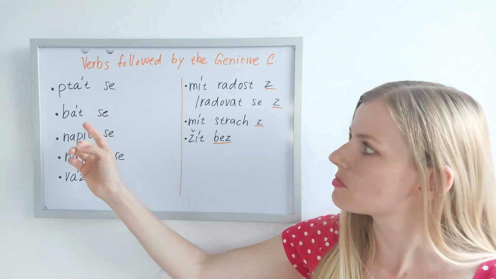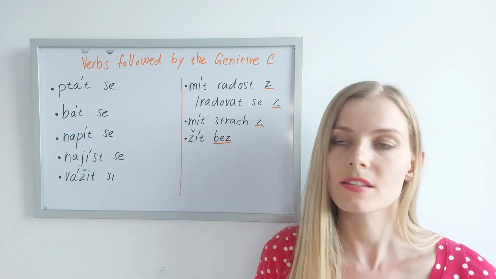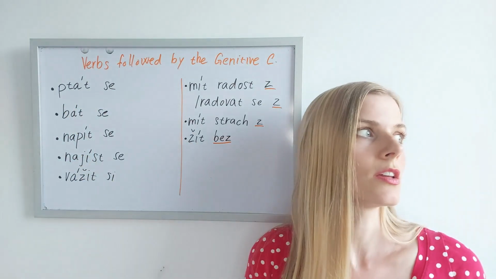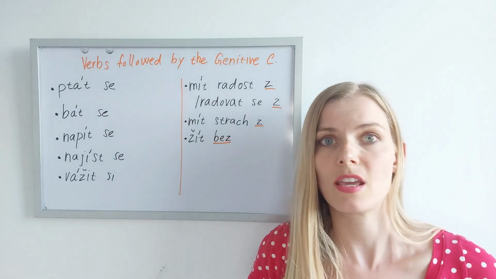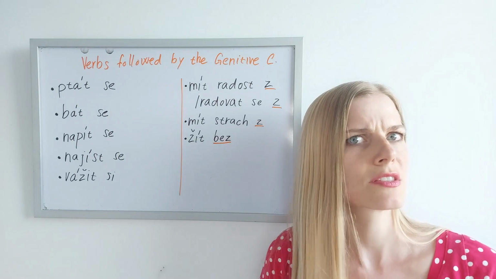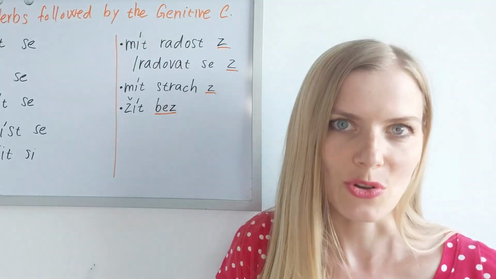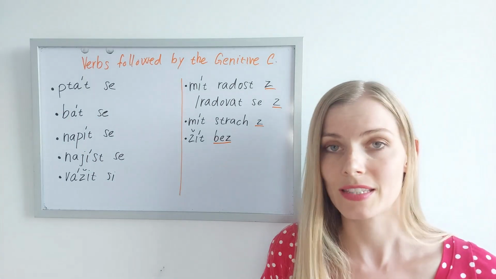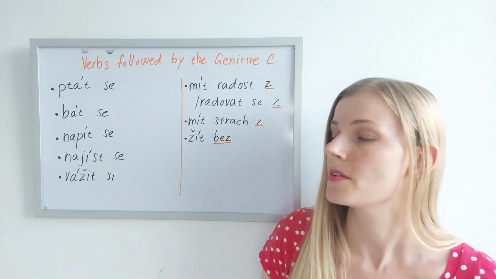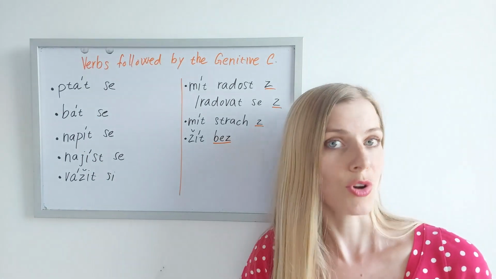One of those verbs is ptát se. Ptát se means to ask. And in English you say to ask someone. So you would imagine it takes a direct object, which means the accusative case, but it's not true. Ptát se or zeptat se, and different tenses of these verbs are followed by the genitive case always.